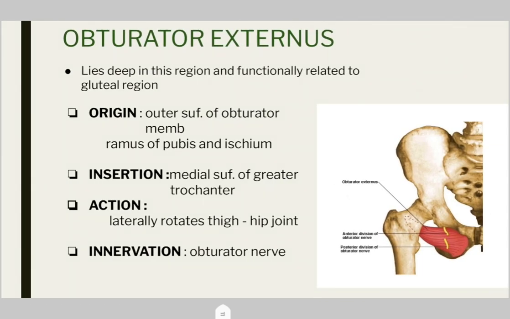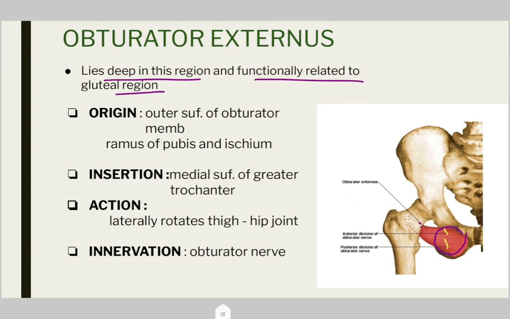Now obturator externus. Actually it lies deep to the adductor region and is functionally related to the gluteal region. It originates from the outer aspect of the obturator membrane and also the adjoining surfaces of the pubis and ischium. Coming to insertion, it will run posteriorly behind the neck of the femur.